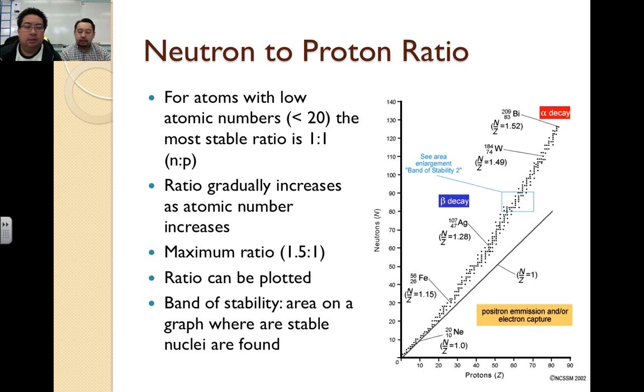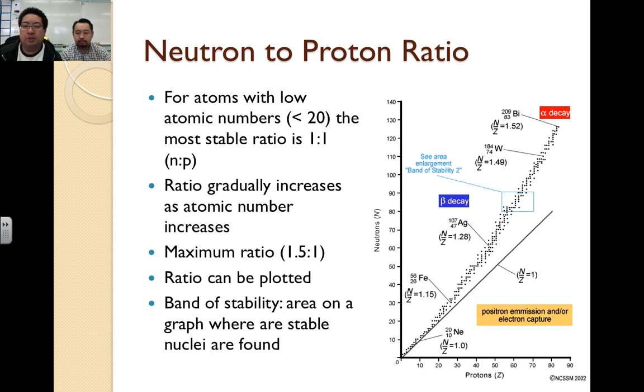But as you go up the periodic table, this ratio changes and it starts becoming greater than 1. And as this occurs, you start losing nuclear stability. And so we see that the ratio increases to about 1.5 neutrons to every 1 proton.